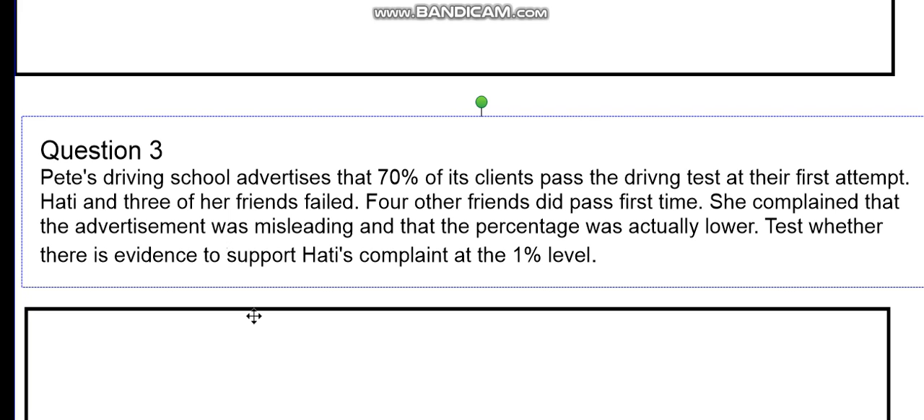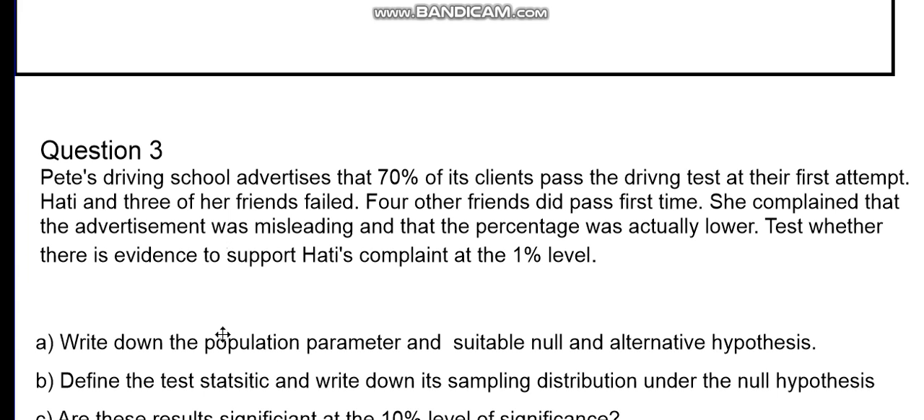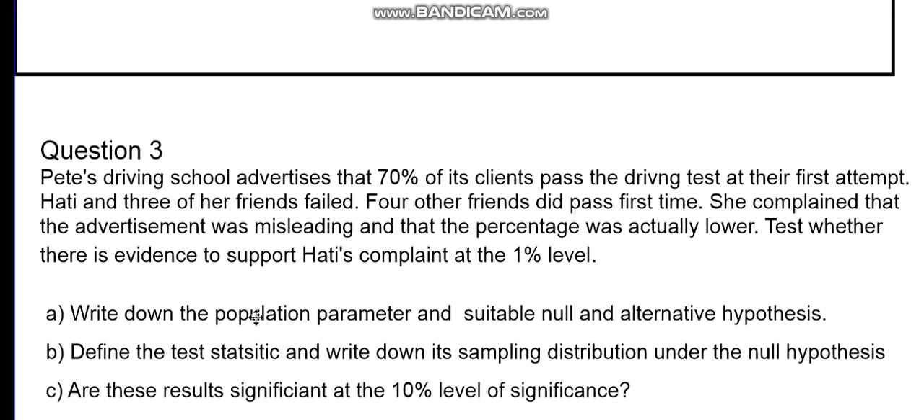So again, whoops, one way round. We start with the population parameter, okay, which comes from this bit here, and the null and alternative. Well, the null is what we're expecting to happen, so what's advertised. The alternative is, in this case, they think it's lower, so you're going to be P less than. Okay. Define the test statistic, which is the number of something happening, so it's the number of people that passed first time.